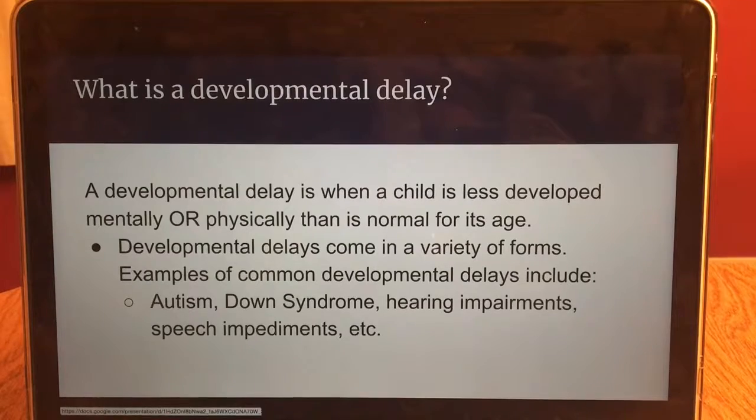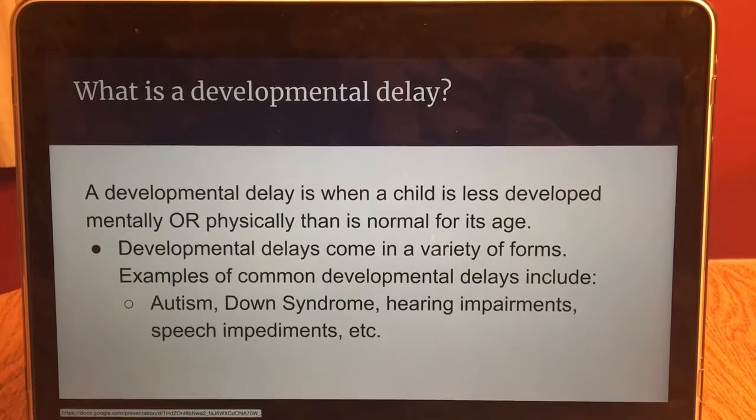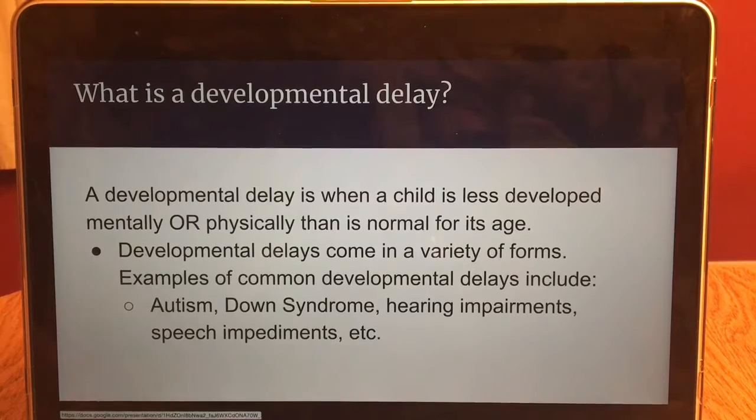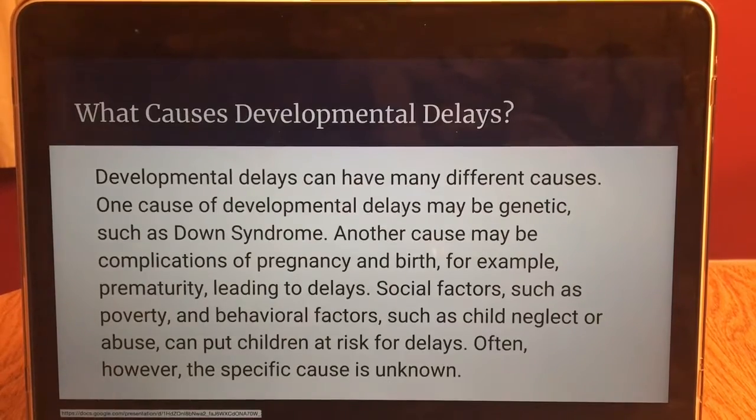Developmental delays come in a variety of forms. Some examples of common developmental delays include things that you've probably heard of: autism, Down syndrome, but you may not realize that it also includes things such as hearing impairments, speech impediments, etc.